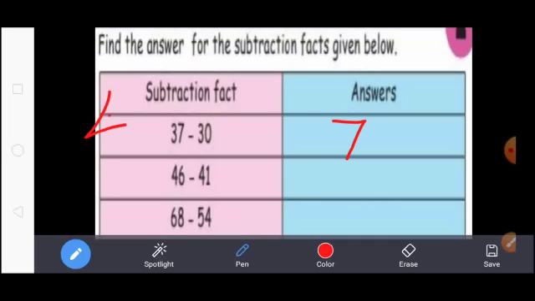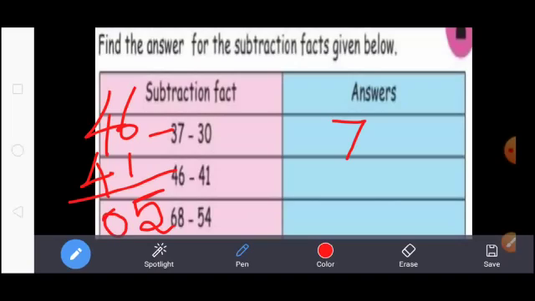Next one, 46 minus 41. First you do subtraction in ones place. 6 minus 1 how much? 5. So here write 5. Next you do subtraction in tens place. 4 minus 4, 0. So answer 5. So here write 5. 46 minus 41 equal to 5.